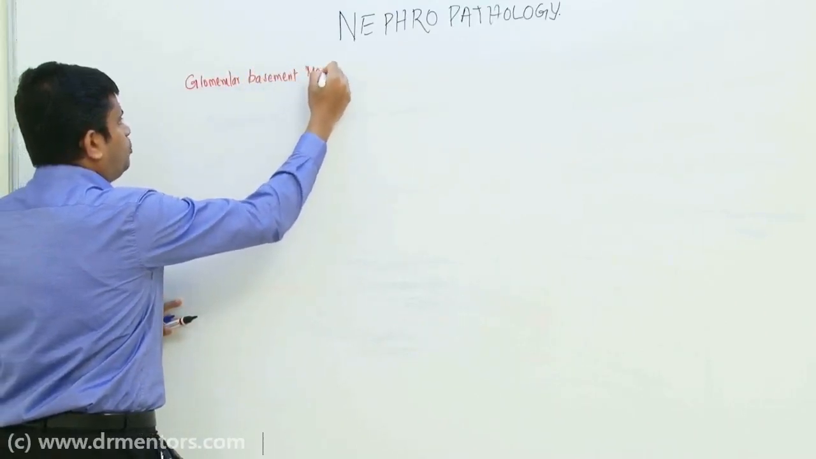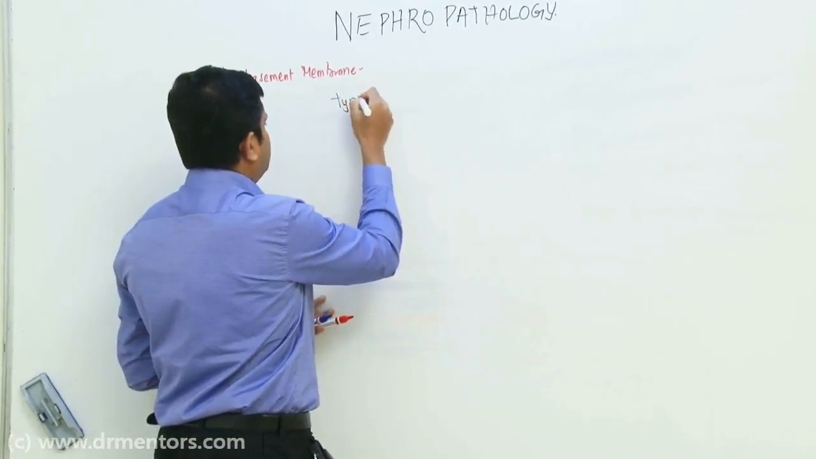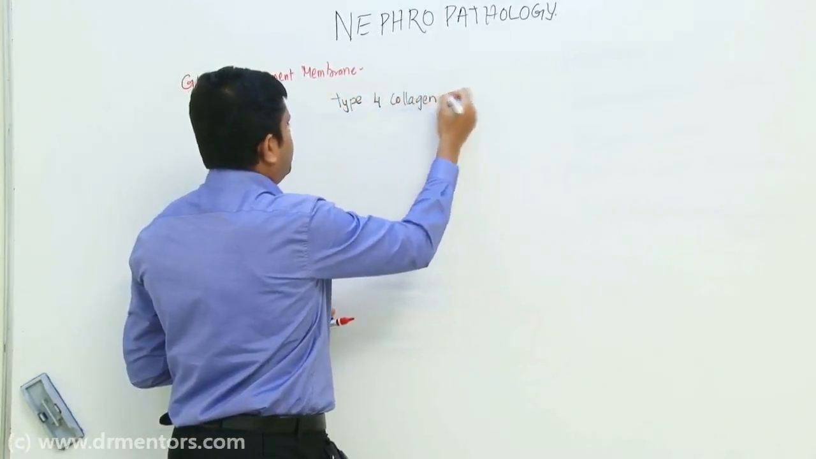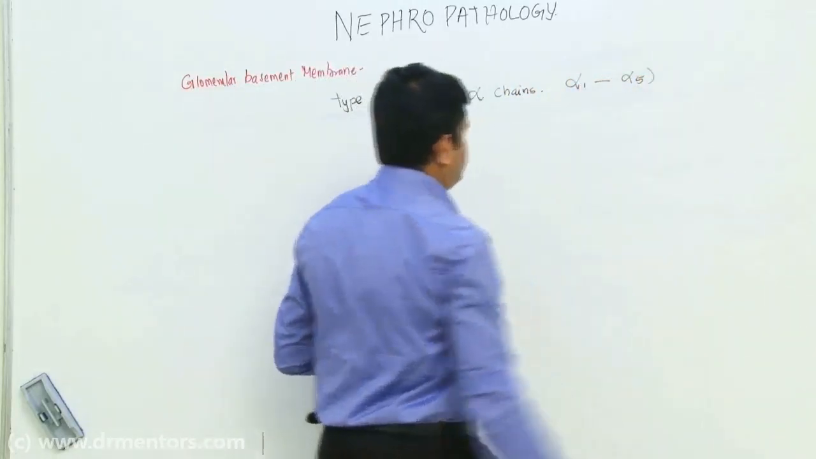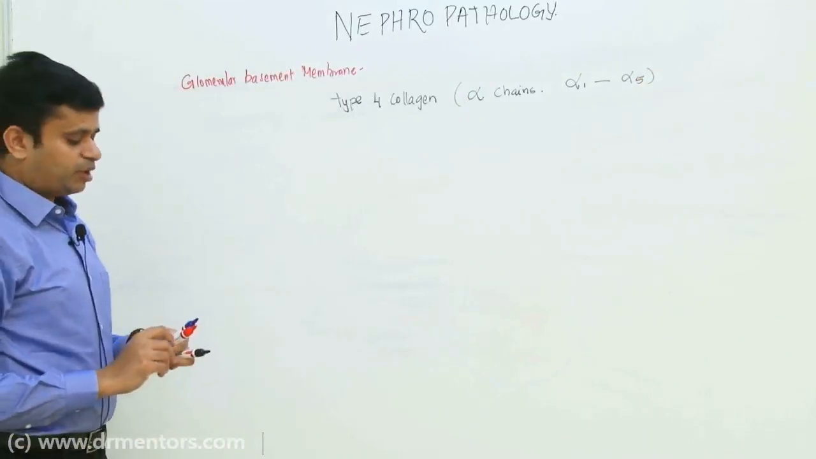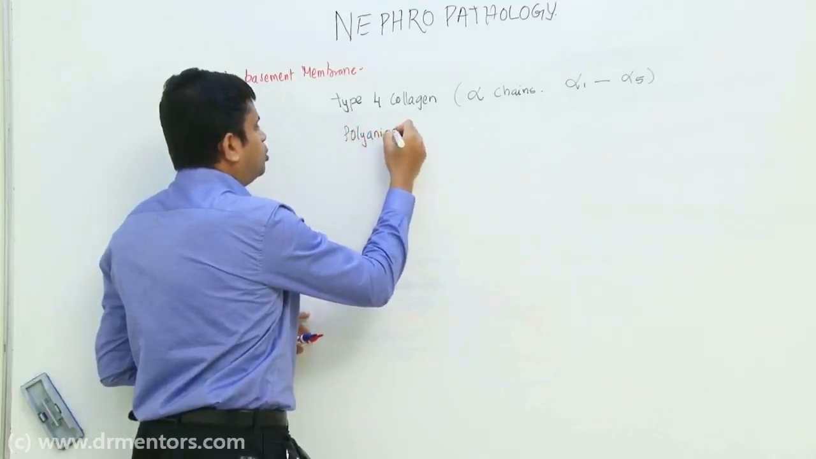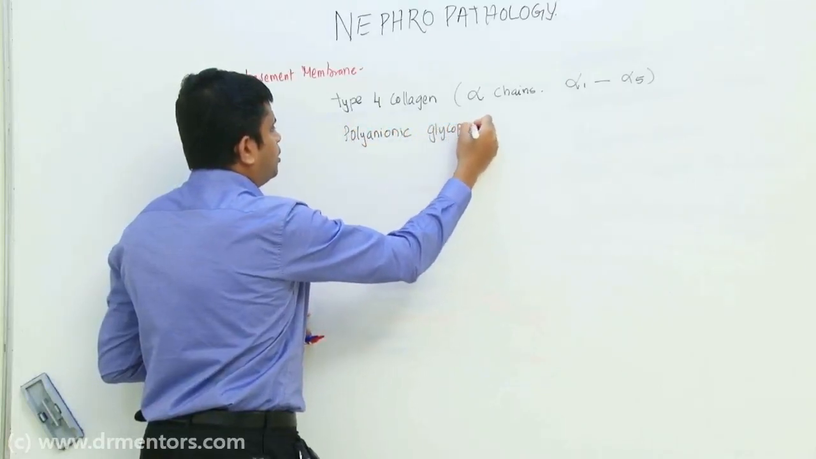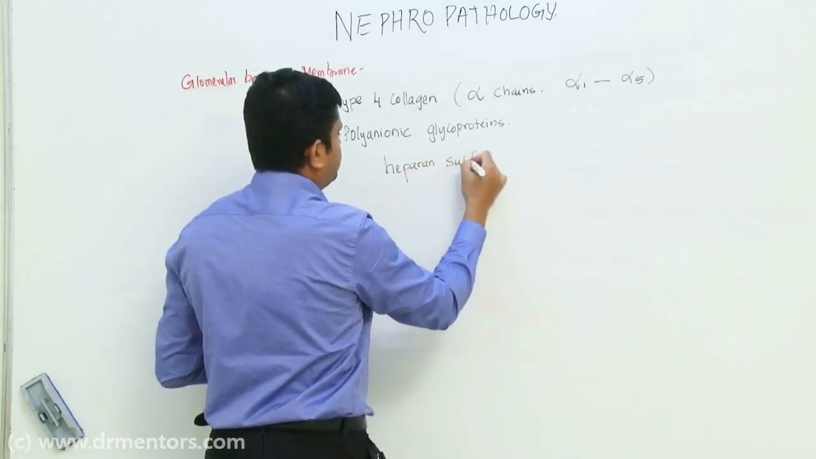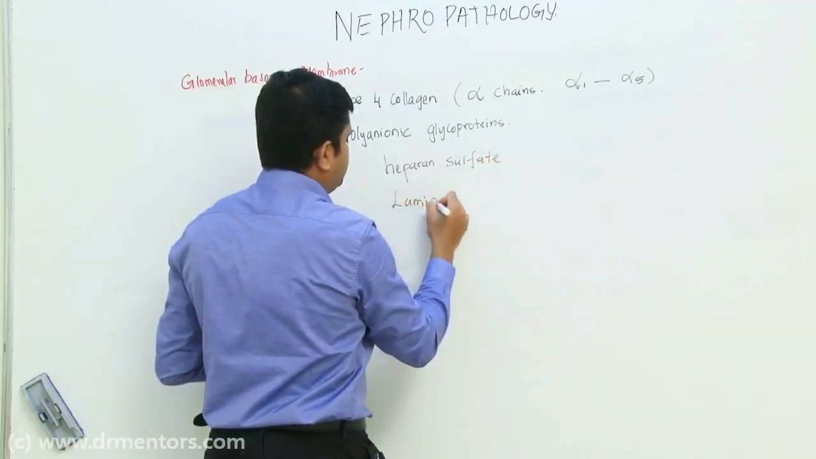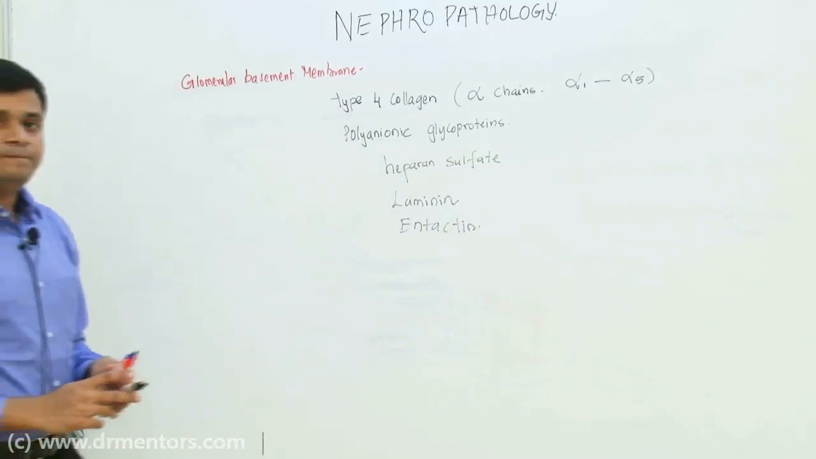I hope you all know the glomerular basement membrane is composed mainly of type 4 collagen. In that it has many alpha chains, from alpha 1 to alpha 5 chains. So that's a basic idea. Apart from this type 4 collagen, we have plenty of polyanionic glycoproteins. Importantly, they contain substances like heparan sulfate, laminin, and entactin. These are found in the glomerular basement membrane.